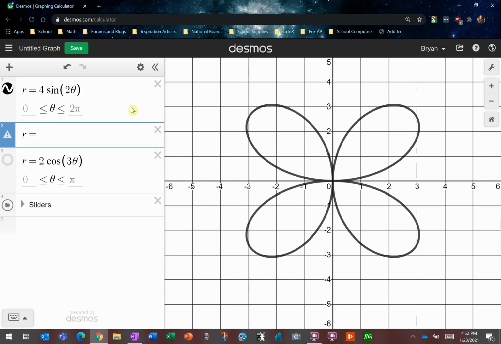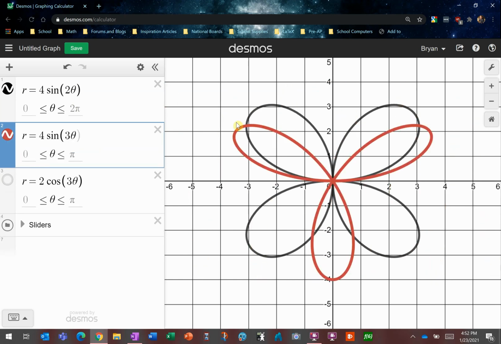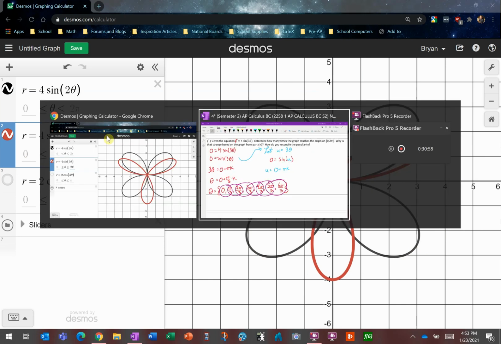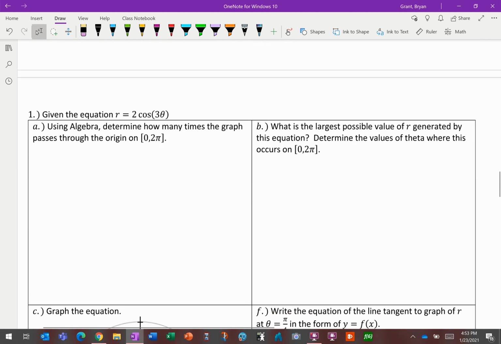However, if we do the second graph that we looked at, 4 sine of 3 theta, Desmos automatically sets theta to go from 0 to pi because it knows you only need to rotate halfway around to find all 3 petals. Rotating again to go to 2 pi, and we'll put 2 pi here, is overkill. It does the exact same thing because of that positive, negative, positive, negative r values. Now, if that seems like a lot, that's okay. We're going to make things easier. So here we go.